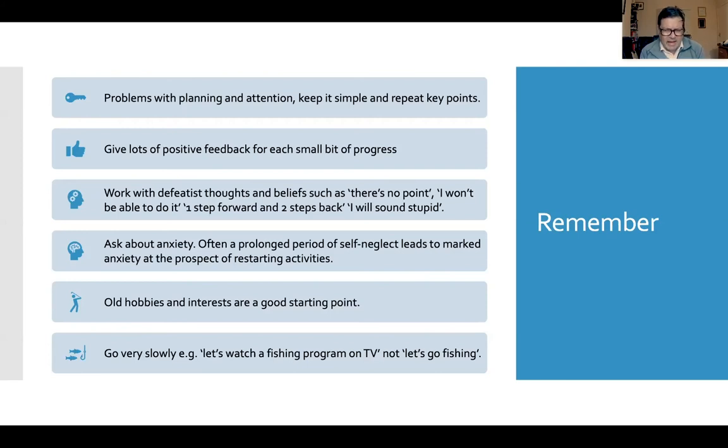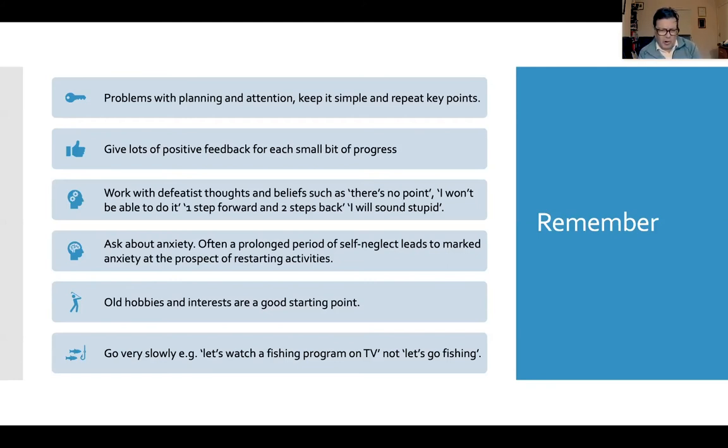Anxiety often holds things back. So after a prolonged period of being in a negative symptom cocoon, they're often anxious about doing stuff and a bit depressed. So let's try and see if anxiety or sadness are there. And if they are, let's try and use the techniques we've discussed to help with them.